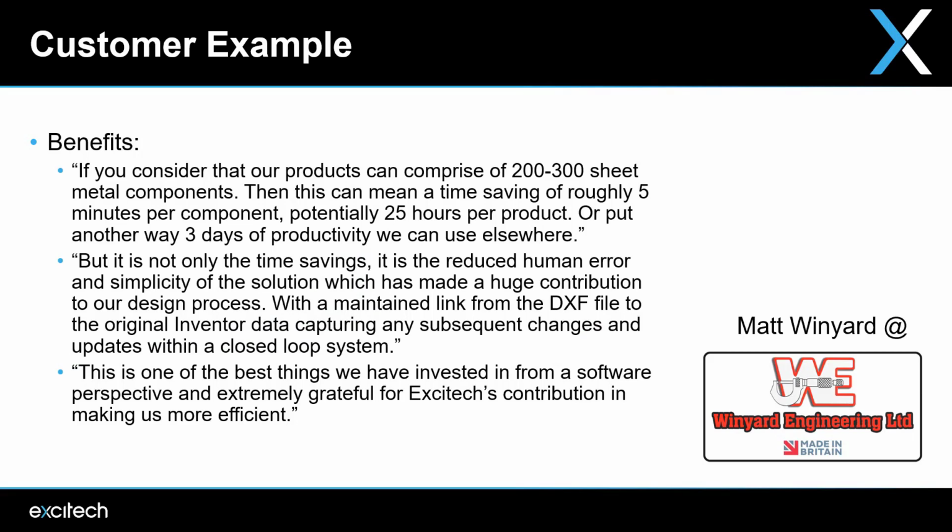A typical Wynyard Engineering Limited product can comprise 200 to 300 sheet metal components, with each component having the potential to take 5 minutes to not only release the component, generate a DXF, and then save and locate this appropriately for others to pick up in the business, meaning the potential of 25 hours per product being spent on this administration task. Or put another way, 3 days of productivity they could use elsewhere.